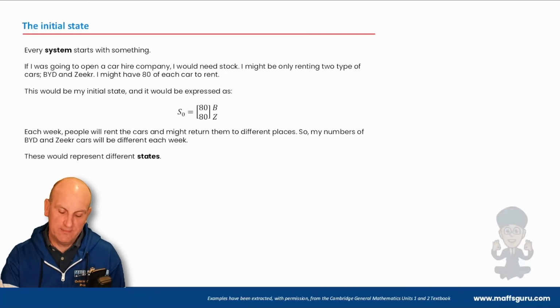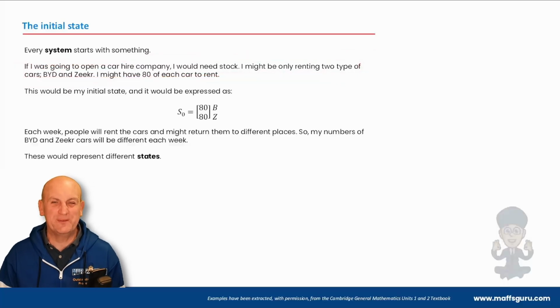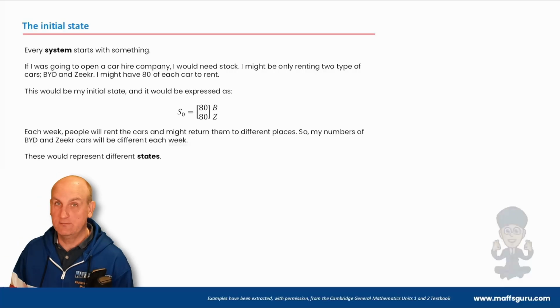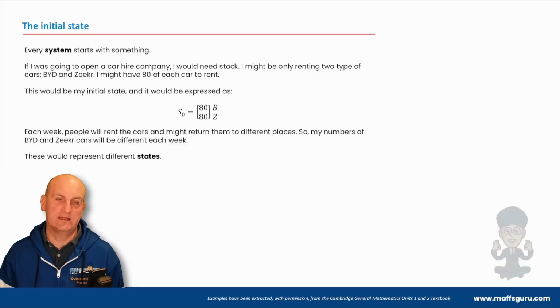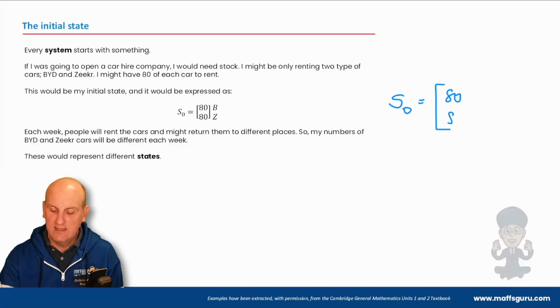Now, I'm going to pretend that I'm going to open a car yard, and I'm going to do some sort of hire companies, and I've got some BYDs and some Zeekas. And if you don't know what a Zeeka is, oh, it's an amazing car. And I'm going to open up, and I'm going to have 80 of each car to rent. So that's my initial state. I'm going to start with 80 cars. And the way we'd express that in matrices is using that. So normally we start with an S0 to stand for my initial state. I'd put 80 and 80.